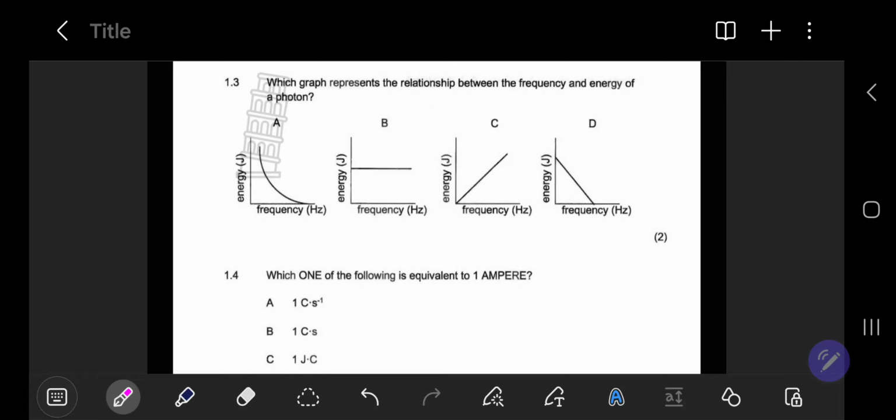And what happens when frequency increases? Energy increases. So here's the thing, right? If frequency increasing causes energy to increase, we are expecting to have a directly proportional relationship. And what is representing that here is graph C. Here, as frequency increases, energy increases.